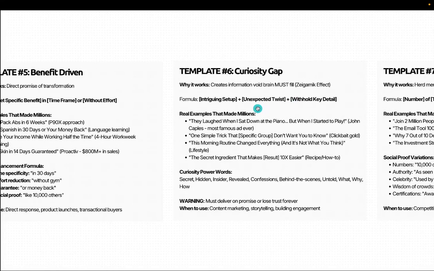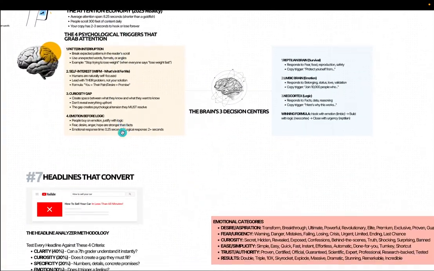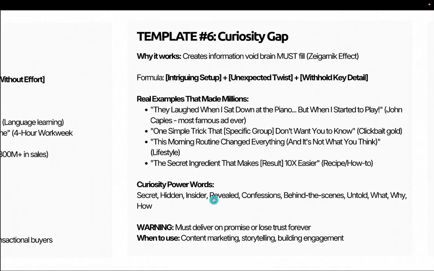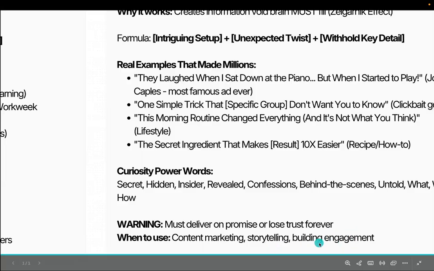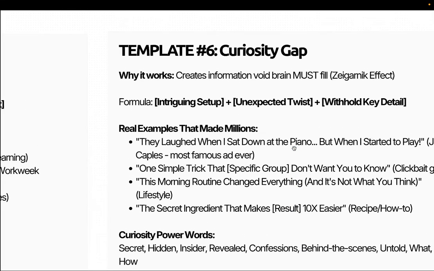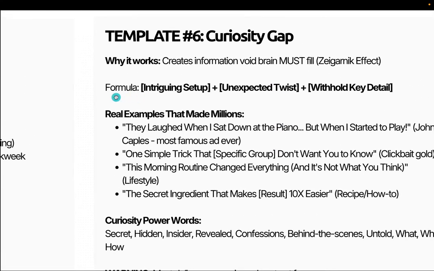Now the curiosity gap. You see, curiosity has appeared here again. In fact, we spoke about it under the psychological trigger, right? So the curiosity gap, you use this for content marketing, storytelling, and building engagement. But see, this is a warning for everyone. You must deliver on the promise, or you will lose your trust forever. Sometimes people create headlines that are very catchy, and at the end of the day, they don't deliver what they wanted to talk about. When you do that, you are going to lose your trust. So the formula you can use is the intriguing setup plus unexpected twist plus withhold key detail. Get it?